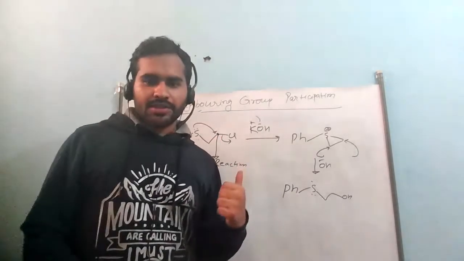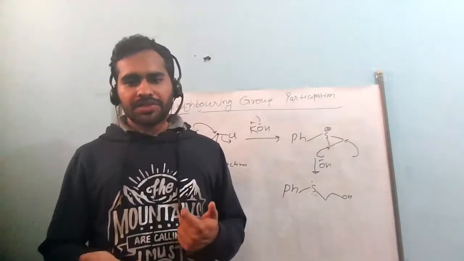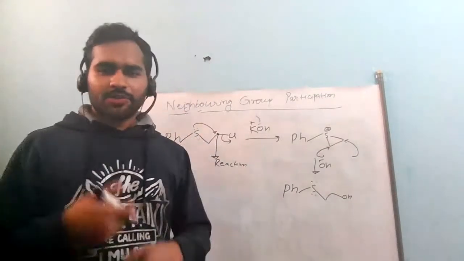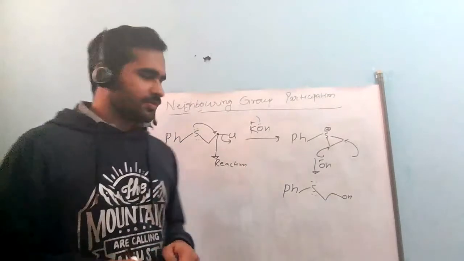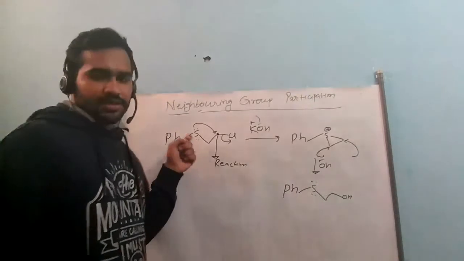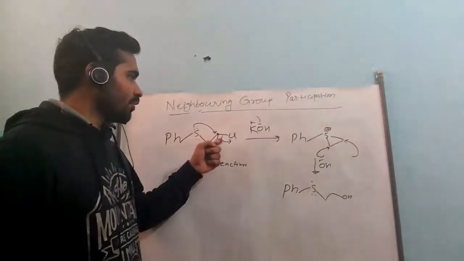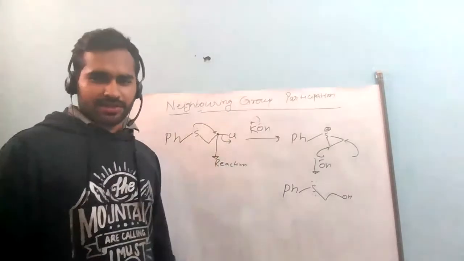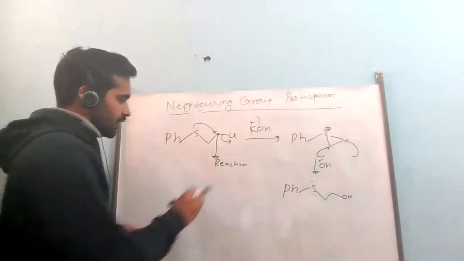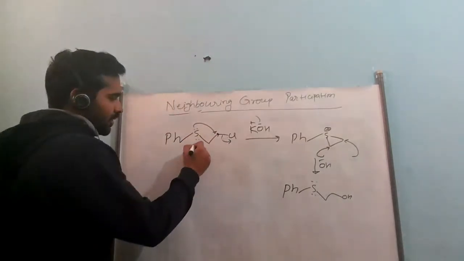So based on this, can you imagine what is the definition or what should be the definition of neighboring group participation? Yes, friends, please try to write down by pausing the video. Okay, neighboring group participation reactions are those reactions in which there is an interaction of lone pair at reaction center. Clear?